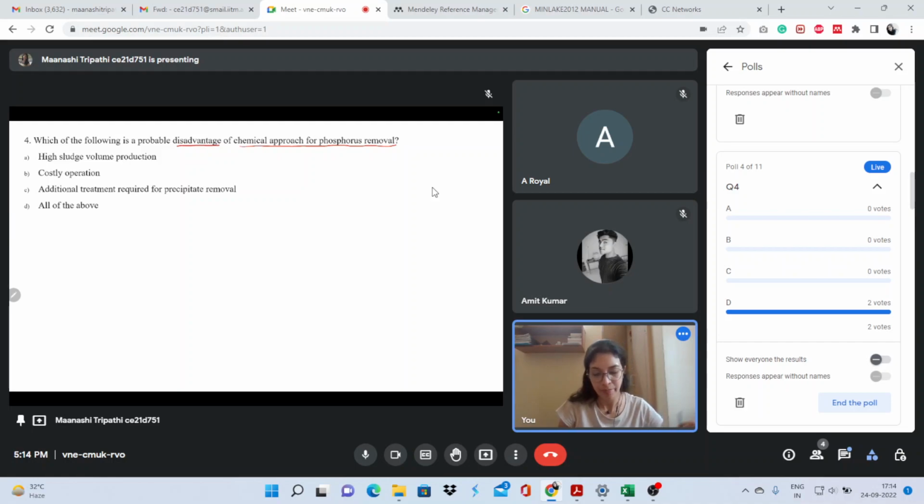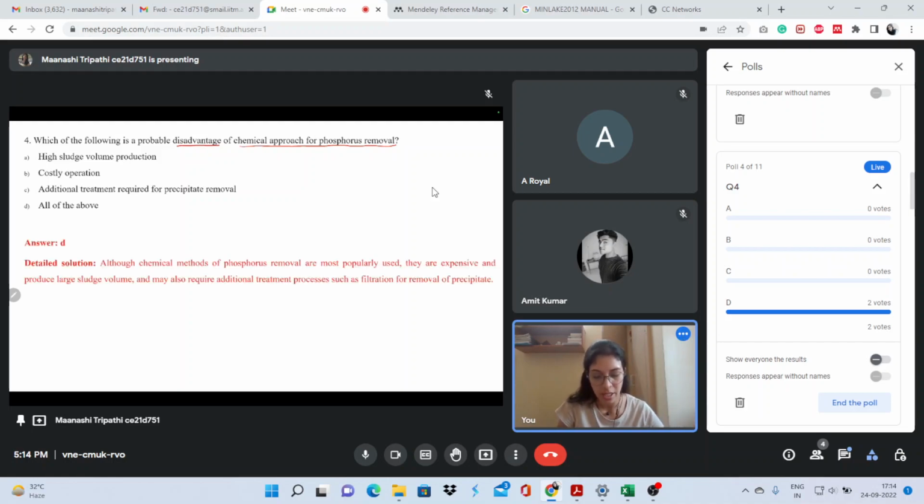Yes, you are right. All of the above. And this method is mostly used because the other method is quite complicated. The other method means involving microorganisms. It's quite complicated, so there will be a great deal of study involved to do that. Even the research is still going on in this area.